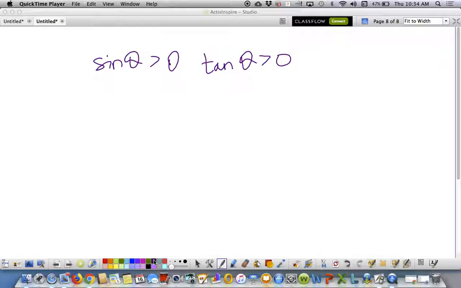If I gave you, let's see, cosine theta is less than 0 and sine theta is less than 0. Three. You're in 3, where tangent is positive. So that's 3, that one was 1.